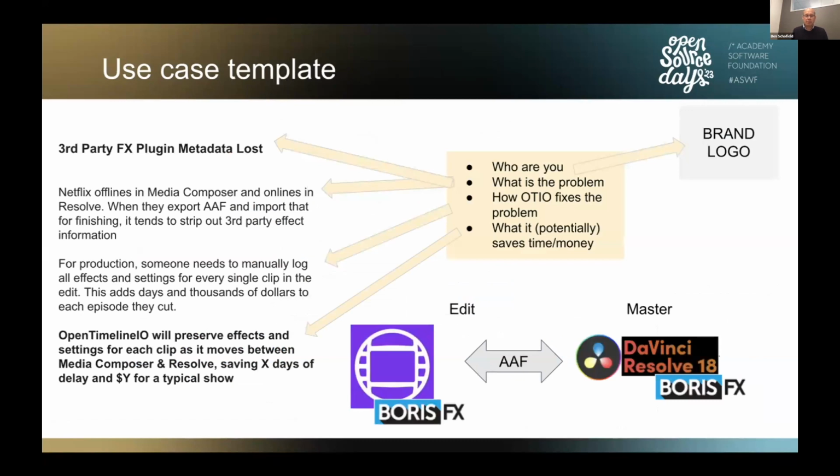So here's an example. This is a pretty simple one. This is Netflix. What I've outlined here is, I think if you're trying to get people to immediately grasp something pretty simple, it's: who are you? What's the problem? How OTIO fixes it, and what it saves. And to be honest, in my experience, the most difficult thing has been to get engineers to commit to saying, oh, it actually saves me this many days or this much money.